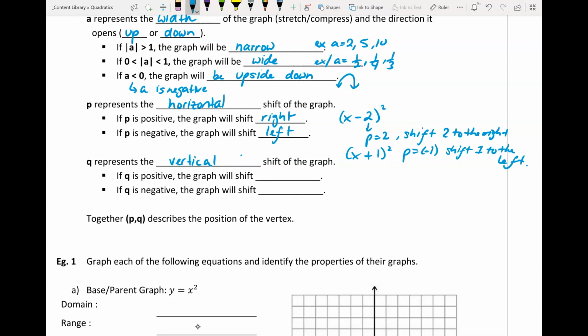So that means if q is positive, the graph will shift up, and if it's negative, it'll shift down. And together, (p, q) is the position of your vertex. That's very important.